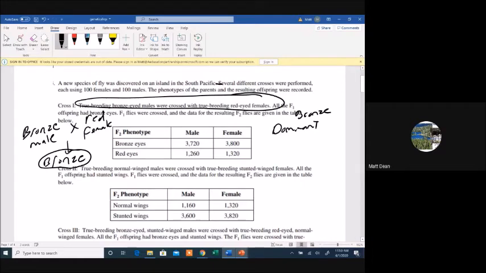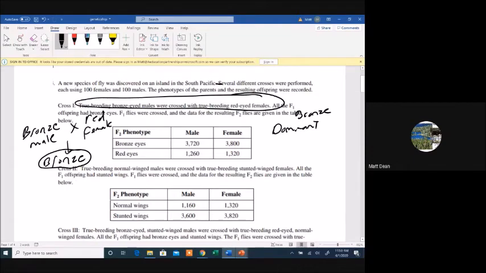And also, I want you to think about the fact that both the males and females got bronze. It didn't seem to matter what sex they were. Males and females seem to be affected the same way. So that's a good sign that this is probably also an autosomal trait. We'll come back to that in a second, though. Let's look at the F2 phenotypes.